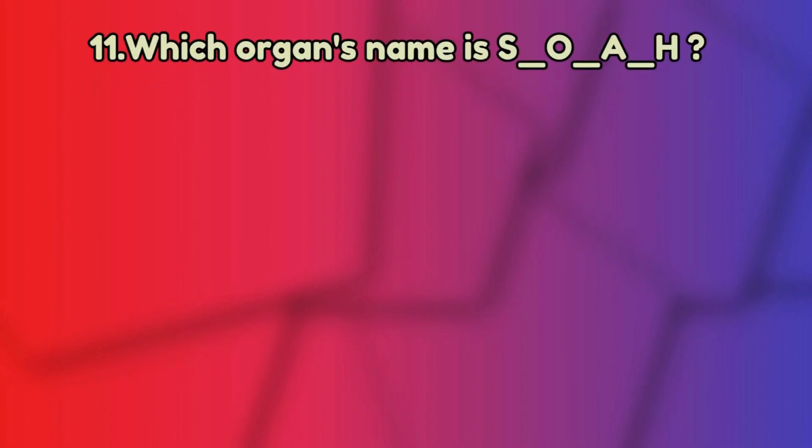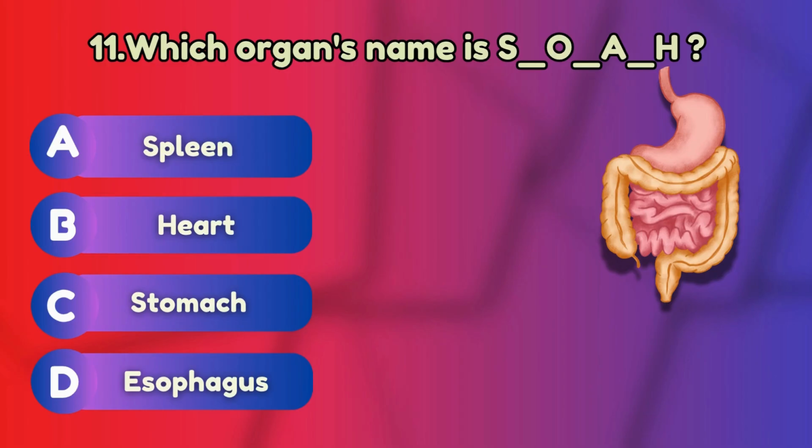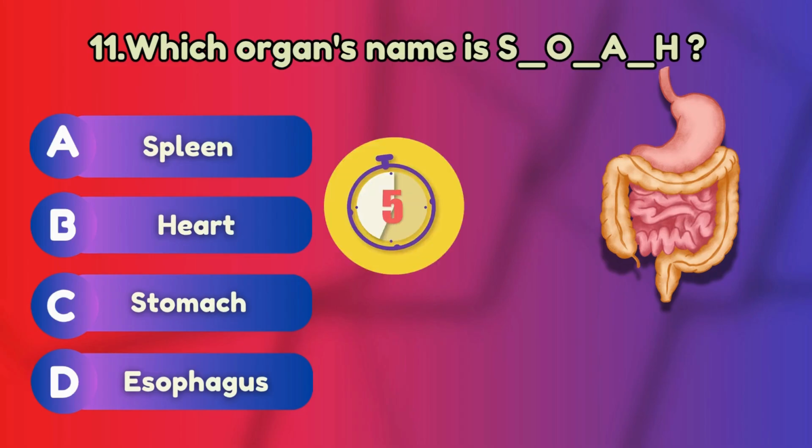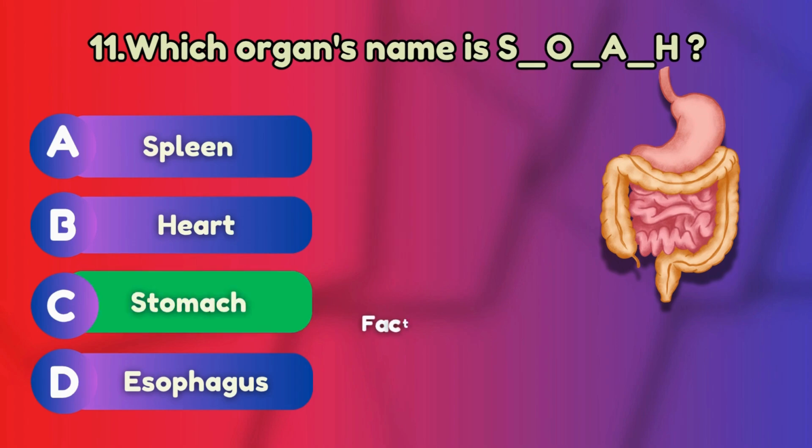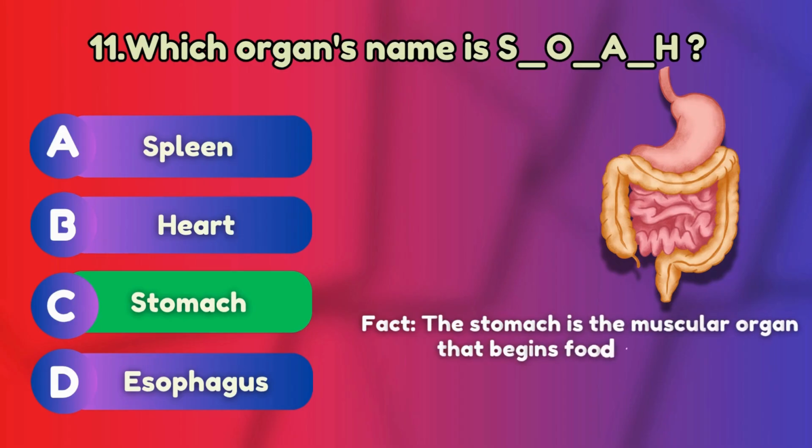11. Which organ's name is SOAH? A. Spleen. B. Heart. C. Stomach. D. Esophagus. Right answer, stomach. Fact: the stomach is the muscular organ that begins food digestion.